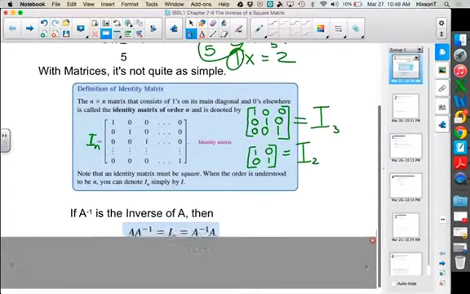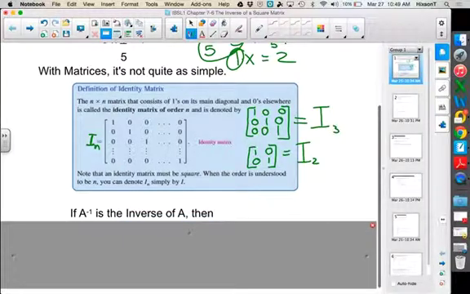Now, some notation here. If you see A to the negative 1 power, that's not an exponent, that's an inverse. That's notation for an inverse. You've seen this with your sine, cosine, and tangent functions. It's inverse sine, negative 1, cosine negative 1, tangent negative 1. Those were inverse functions. Here we have an inverse matrix.